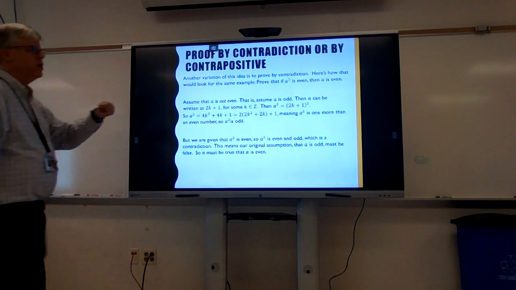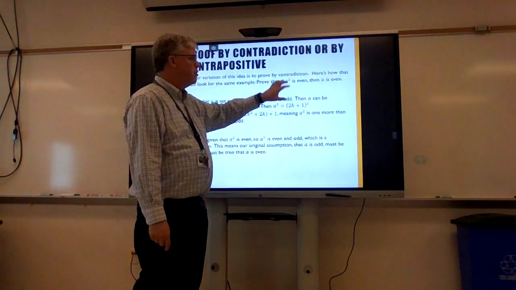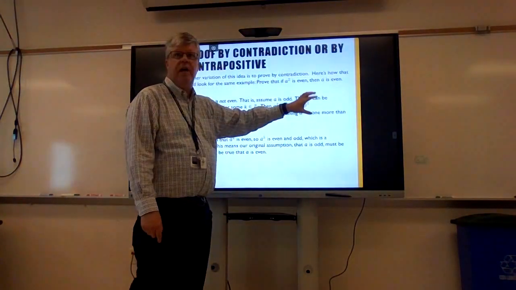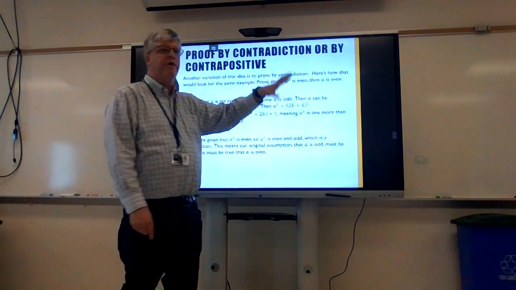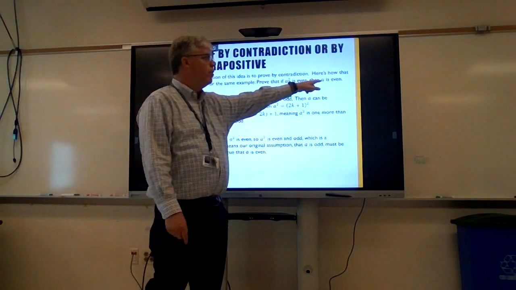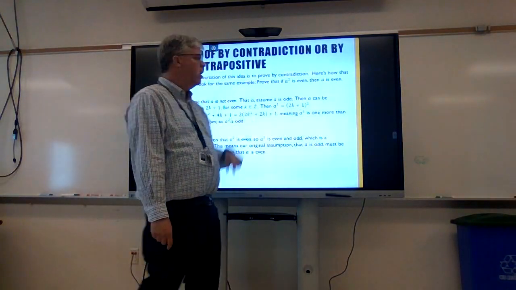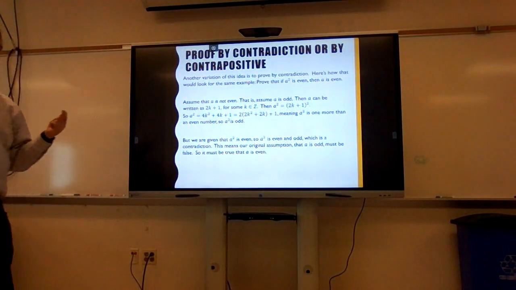In direct proofs, you start with the givens and you say these are true, therefore something else is true, therefore something else is true, and you kind of just make a chain of true statements that hopefully ends with the thing you're trying to prove, right? With indirect proofs, you don't do that, okay?